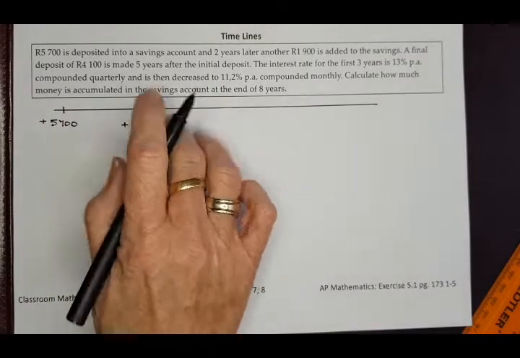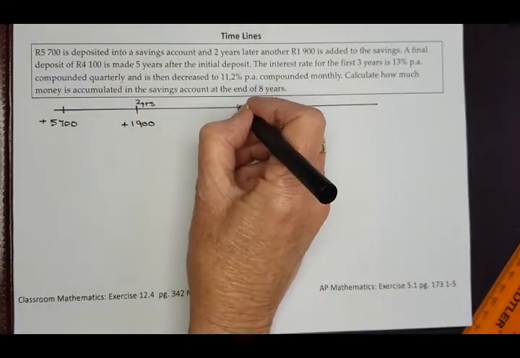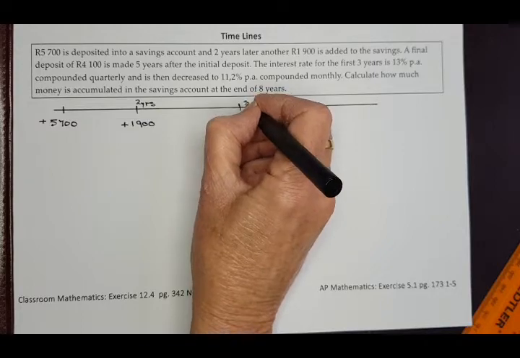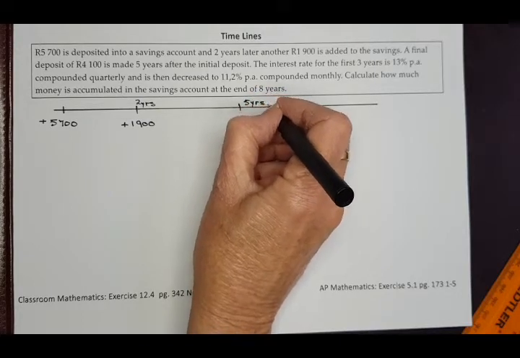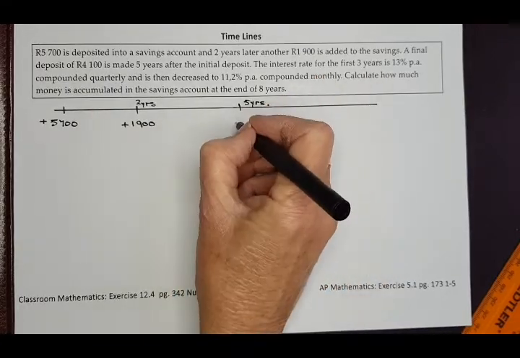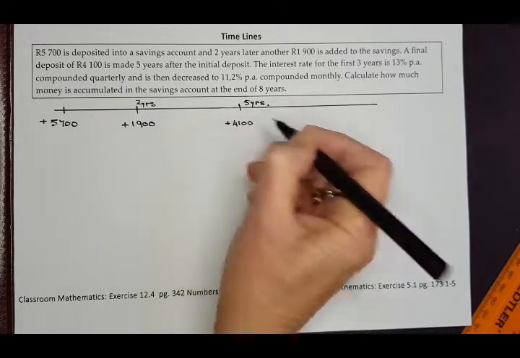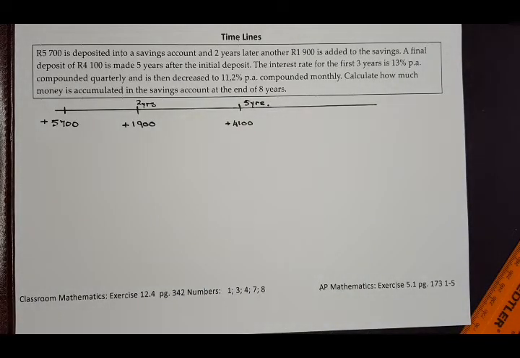After 5 years, 5 years after the initial deposit, so in other words, 5 years later, another deposit of 4,100 Rand is made. So essentially there are 3 trips into the bank here.